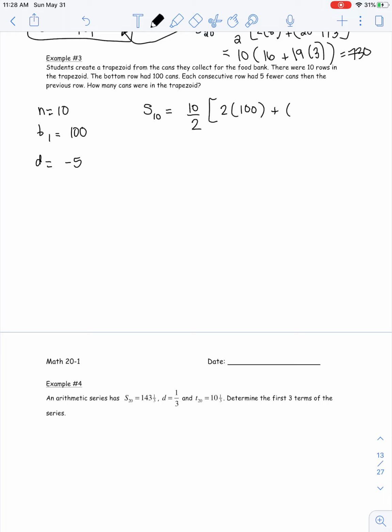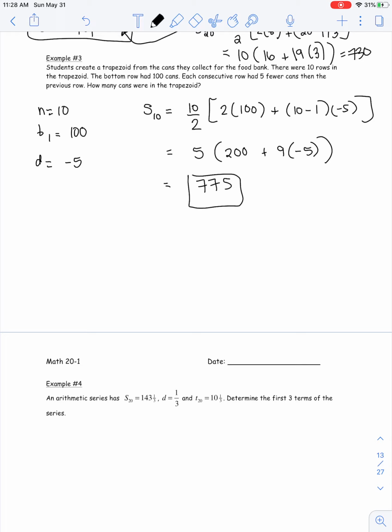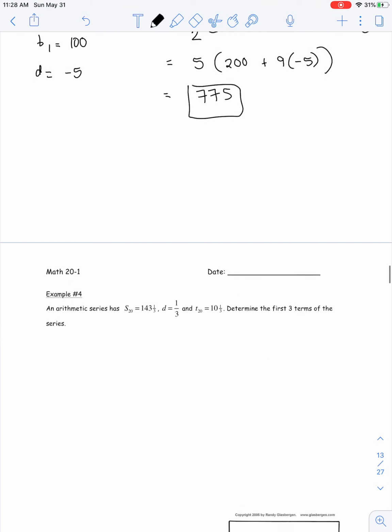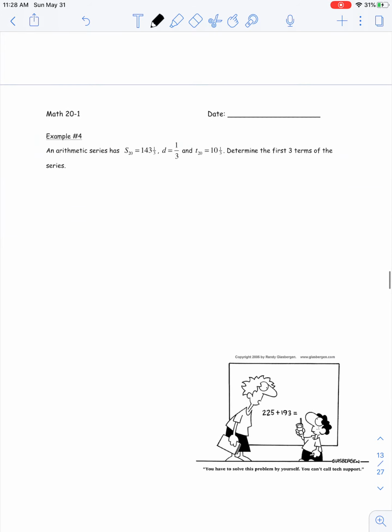2 times our first term, which is 100, plus n, 10, minus 1, times our common difference, negative 5. So that's going to be 5 times 200 plus 9 times negative 5. So if you put that into your calculator, you'll get 775 as your answer. So there's 775 cans in this structure.